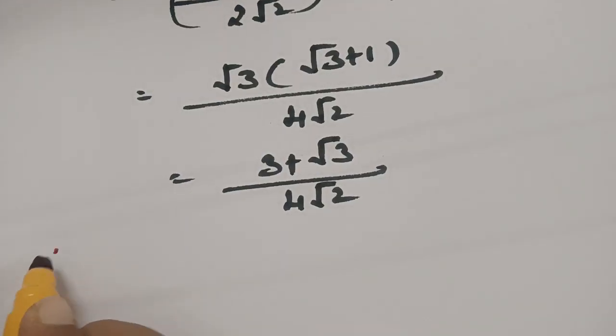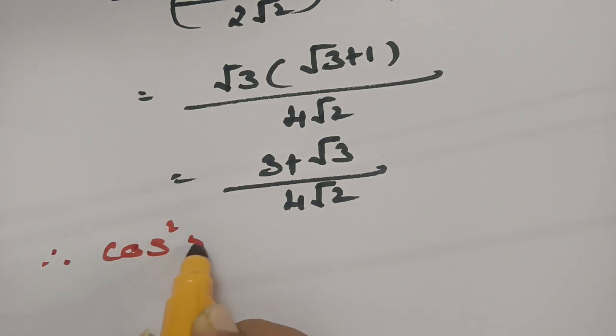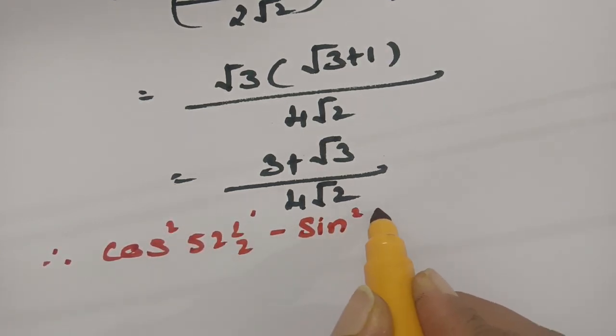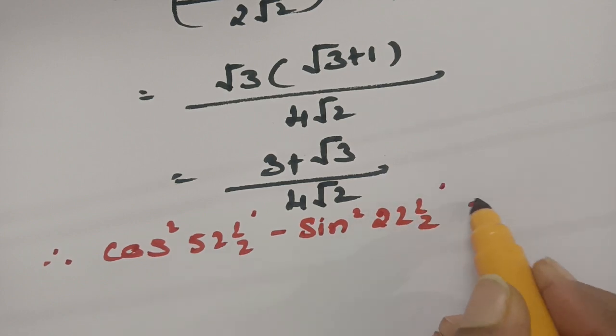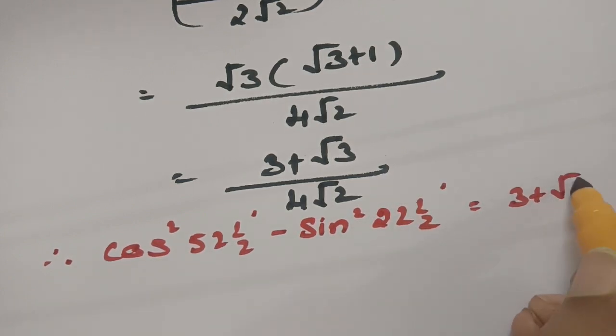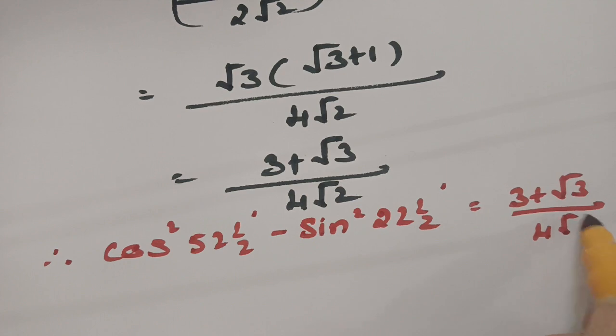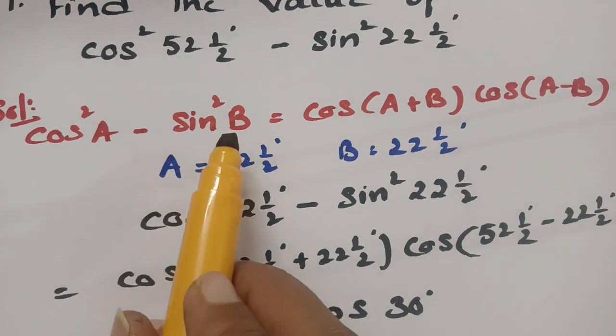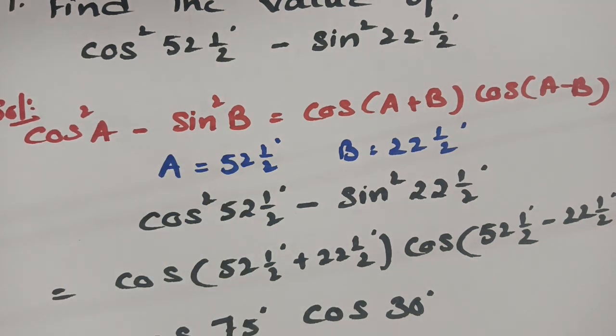Therefore, we got the value of cos square 52 and half degrees minus sine square 22 and half degrees is equal to 3 plus root 3 by 4 root 2. So this is the value, and this is how we have to use the formula, that is cos square A minus sine square B as cos of A plus B into cos of A minus B.